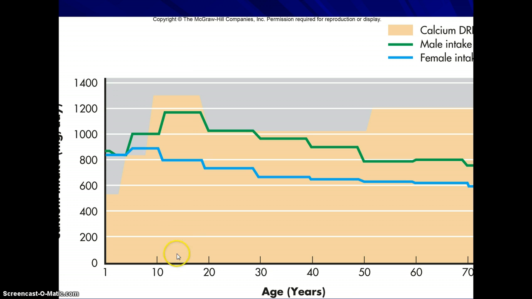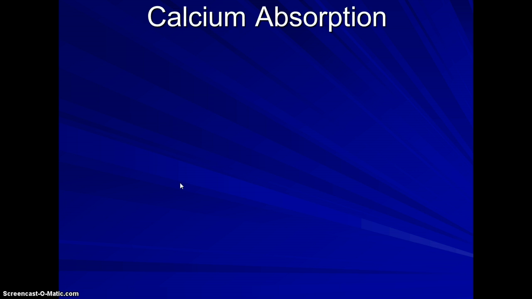But then you see this big jump in adolescence. And again, I call this the Diet Coke factor, is that boys are home drinking gallons of milk and girls are worried about their weight and starting to drink Diet Coke. And then their intake just falls off after that. This orange indicates where the DRI is, and you can see that during puberty, neither boys nor girls are getting the amount that they need.